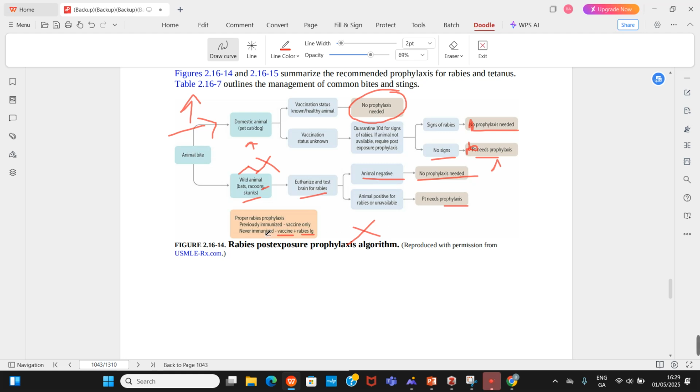Then if the person has been previously immunized, you know that with a recent interaction with the animal, they are still kind of safe a little. It's not going to be very bad. So just administer the vaccine alone. You don't need to give immunoglobulin. So previously immunized, just give vaccine alone. Not immunized at all, give the vaccine, which is like active immunization, and also your passive immunization, which is the immunoglobulin, together.